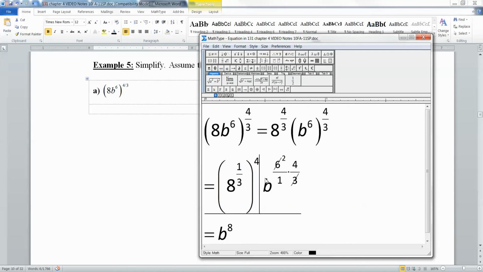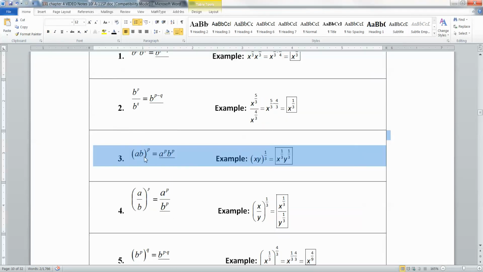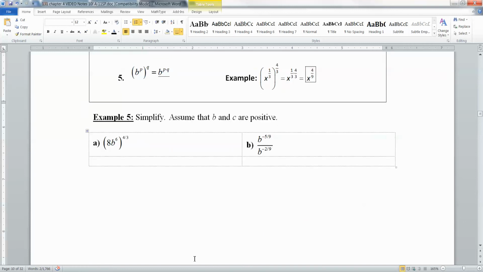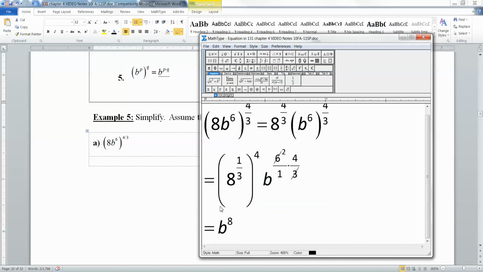You don't have to do it with the b, because the b has this property that's going to work beautifully when it's a variable. But when it's a number, you're stuck doing the definition of what a rational exponent is. So variables are actually simpler because you have these 5 rules. Numbers are actually trickier. Okay, so what's 8 to the 1/3? Well, we hopefully all know that that's 2. So this is 2 to the 4th.